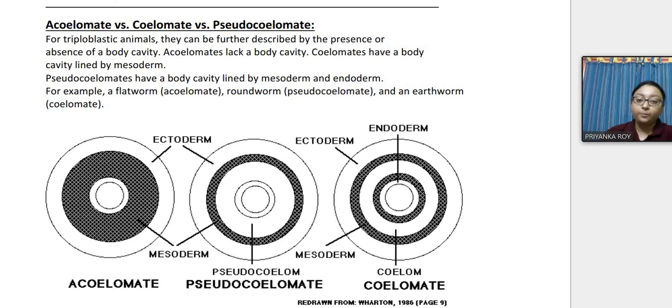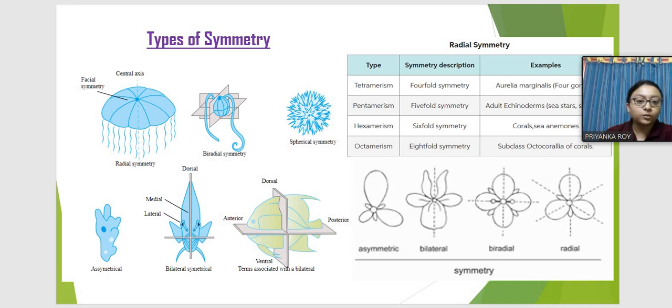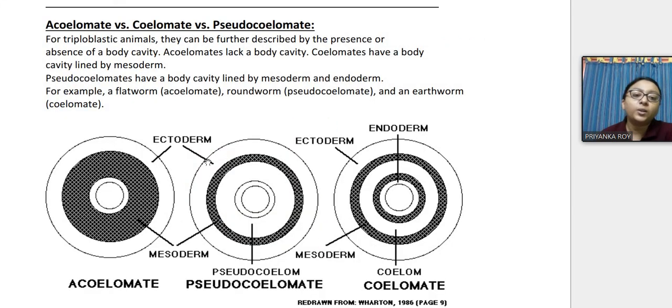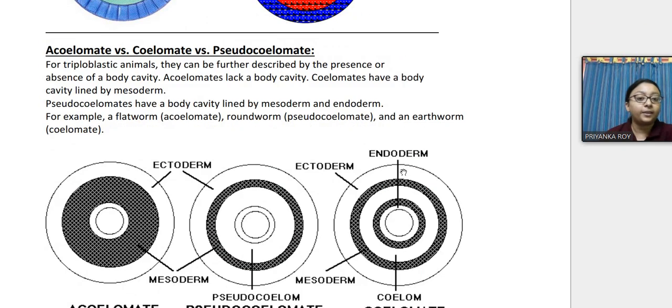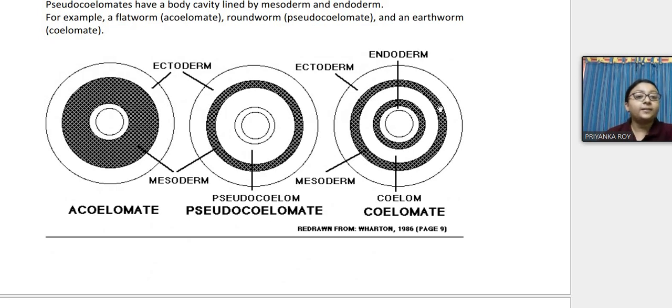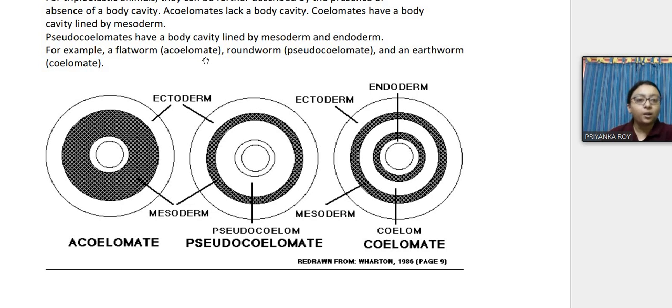Next comes another very important term, which is known as a coelom. A coelom is nothing but a body cavity, but such a body cavity which is lined by mesoderm. Like I already said, the mesoderm is the middle layer of cells, and therefore when the mesoderm is covering a body cavity, then we call it a coelom. So the organisms which lack a body cavity or a coelom will obviously be termed acoelomate, and those that have a true coelom will be called coelomate.